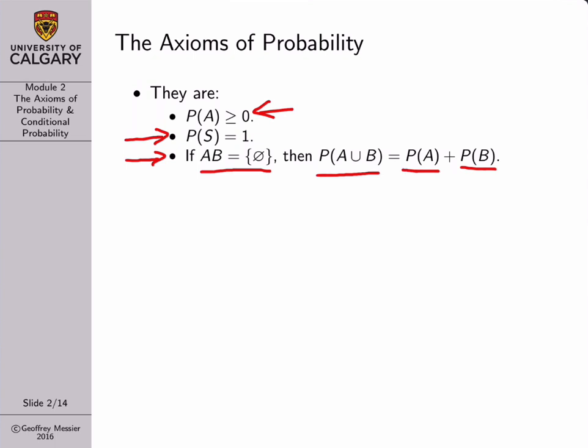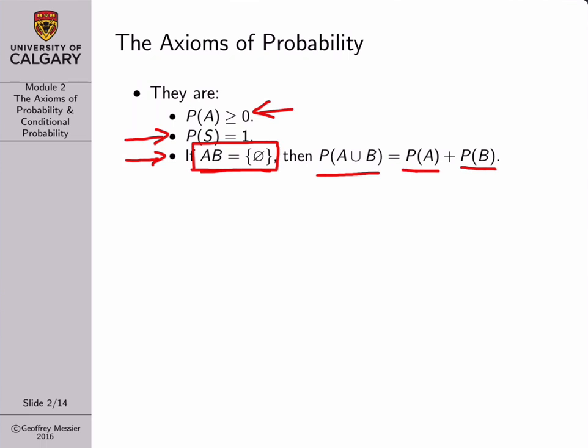Now, I should say that this third axiom is one of the most abused things in probability by students. I see third axiom mistakes lots on exams and on assignments. You can only add probabilities if the two events are mutually exclusive. This requirement is key. What does it mean for two probability events to be mutually exclusive? It means they cannot happen at the same time.